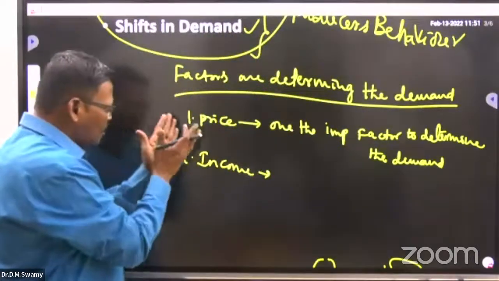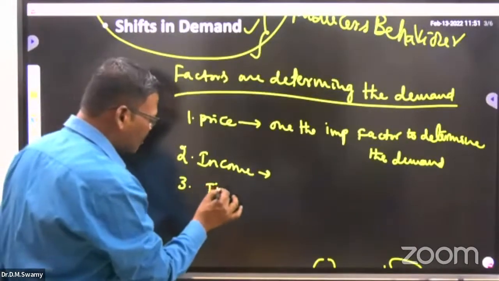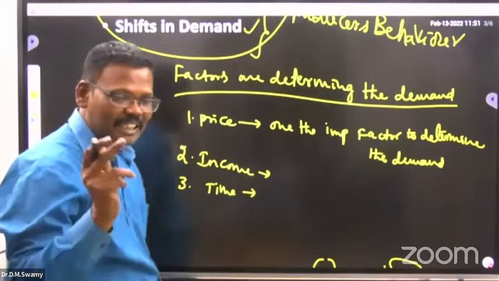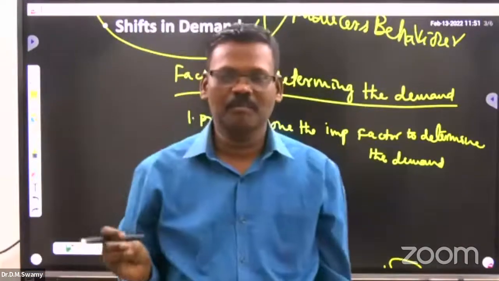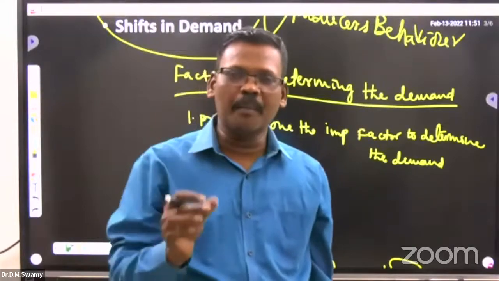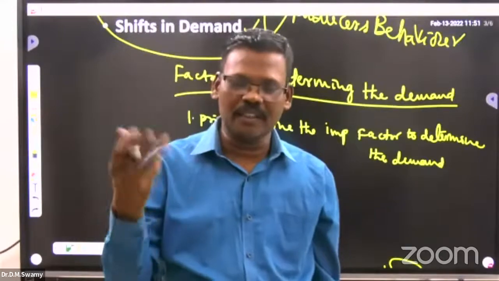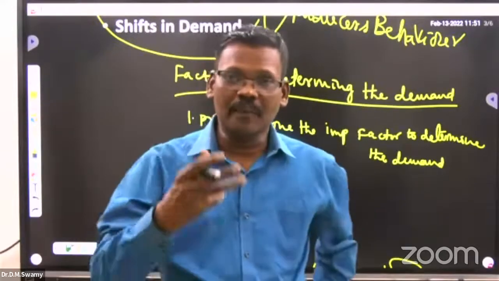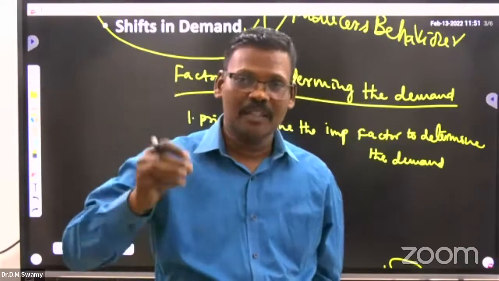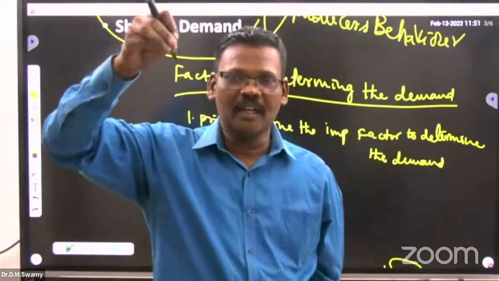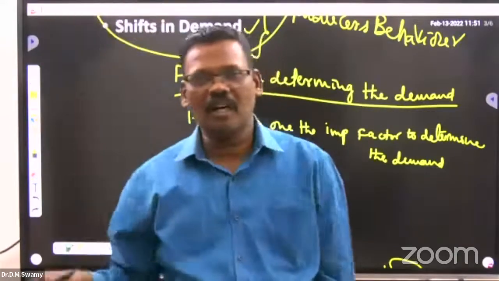Along with price and income, other factors like time are important. The season is important. For example, if it is the summer season, there is more demand for cool drinks. Under the winter season, there may not be much demand for cool drinks. There may be more demand for hot drinks during the winter season.